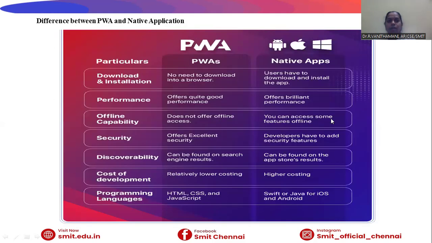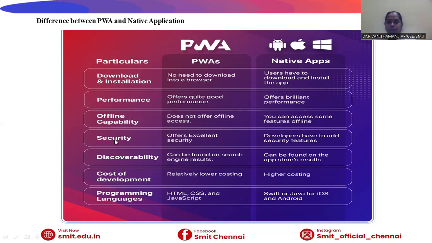Now we can move on to the difference between progressive web app and native app. Based on the particulars, we can have the download and installation. For download and installation, progressive web app need not be downloaded into the browser. For the native app, the user has to download and install the app. For performance, it offers quite good performance. Native app offers brilliant performance. Offline capacity: progressive web app does not offer offline access. Native app, you can access some of the features offline.